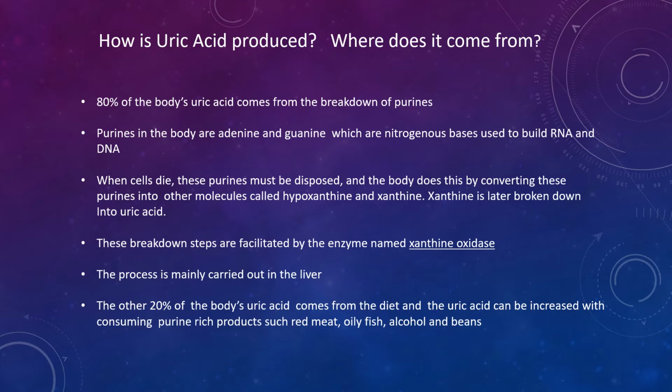I should add that 20% of the body's uric acid also comes from the diet and can be increased with consuming foods rich in purines such as red meat, oily fish, alcohol, and beans.